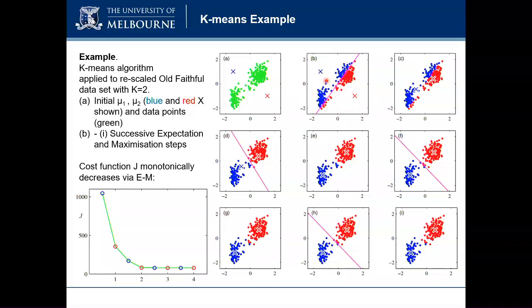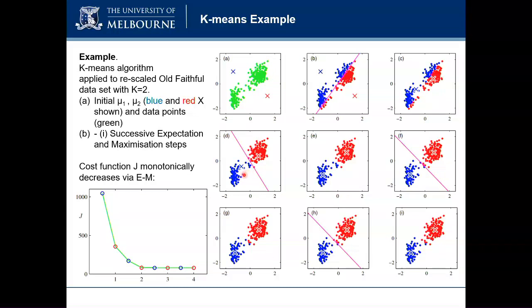Now I have done the r_nk step. Now I need to do the mu's, the prototypes of these clusters. So now I have all the points, and if I take the mean of the blue points, I end up here. And if I take the mean of the red points, I'm here. So you see my mu's have moved from their initial positions. It's not easy to see, but the blue x is here and the red x is here, okay?